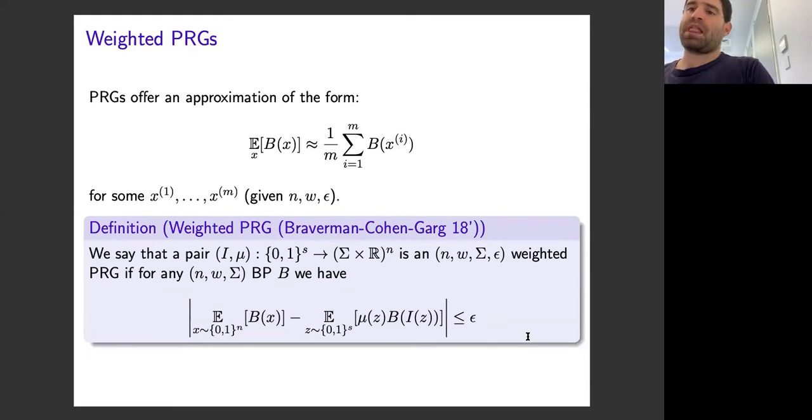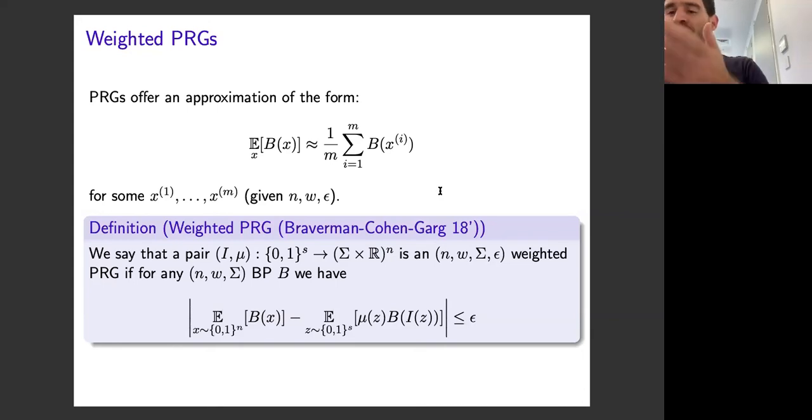So one prominent way of de-randomizing algorithms is approximating this acceptance probability. And you can do that via an algorithm, and I'll mention one in the next slide. But PRGs offer a very unique form of approximation to this acceptance probability, which is the average acceptance probability over small sets of inputs, obviously given n, W, and ε. So this is the approximation for the acceptance probability that a PRG will give you.